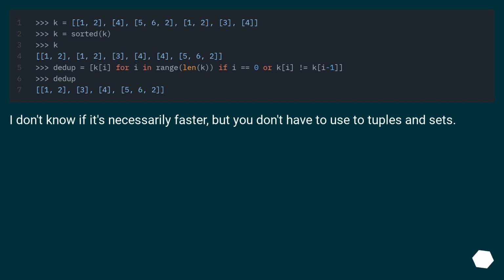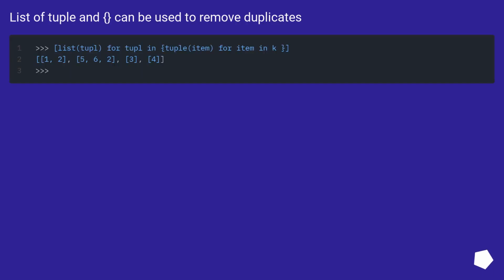I don't know if it's necessarily faster, but you don't have to use two tuples and sets. A list of tuples can be used to remove duplicates.